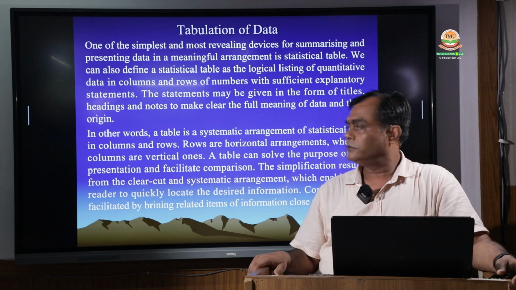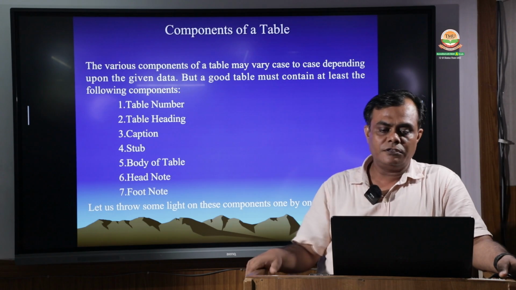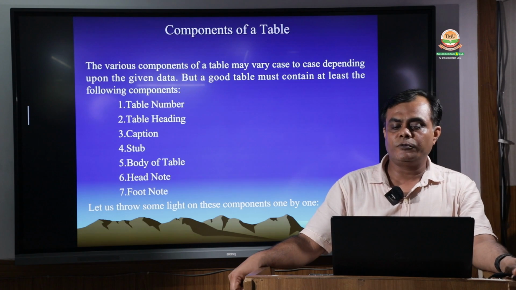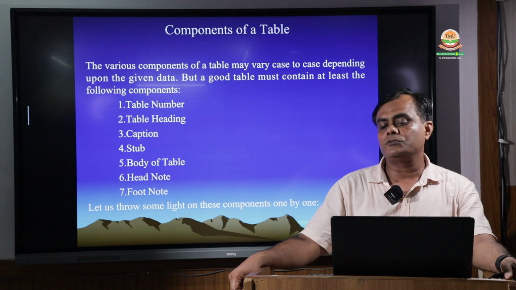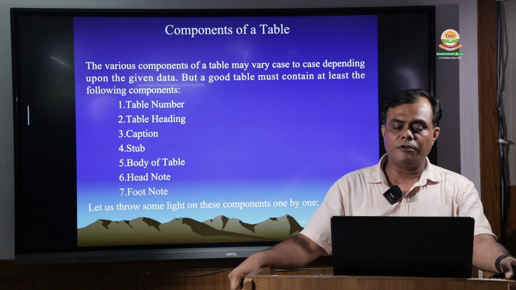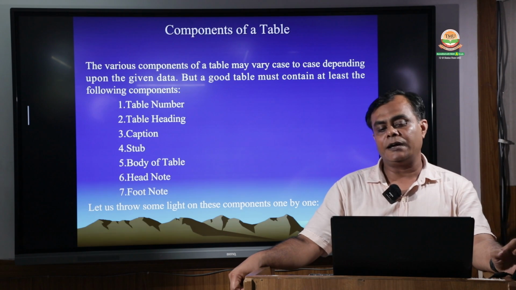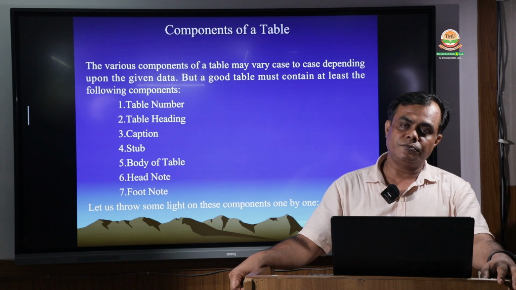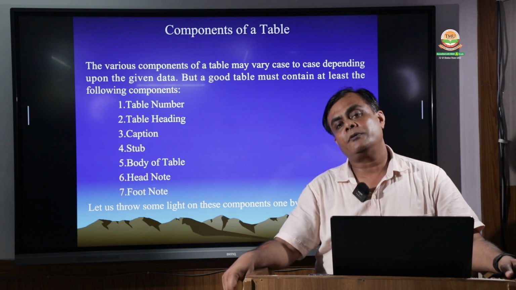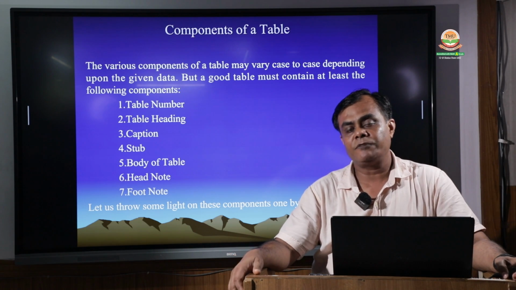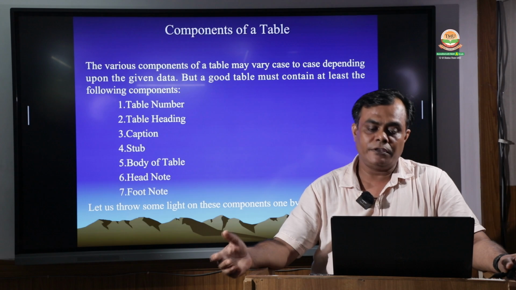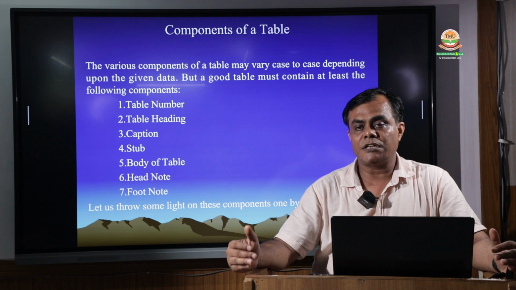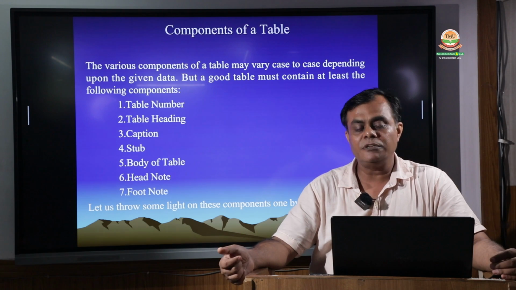Components of the table. Here in this slide we are going through the components of the table. The various components may vary case to case depending upon the given table, but a good table must contain at least the following characteristics. The components depend upon the purpose and objective for which we are preparing the data. But in a very common format, certain characteristics and components of a table are given in this slide.